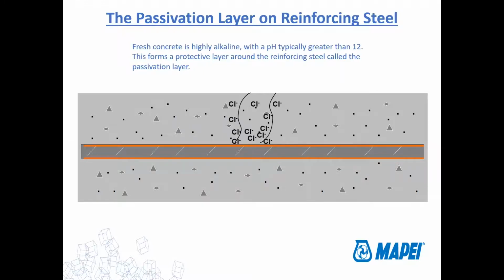And what happens over time is that the pH of the concrete starts to lower. Fresh concrete is going to have a pH typically of 12 or higher. But as time goes on, as carbonation is allowed to take place, that pH is going to start to drop.